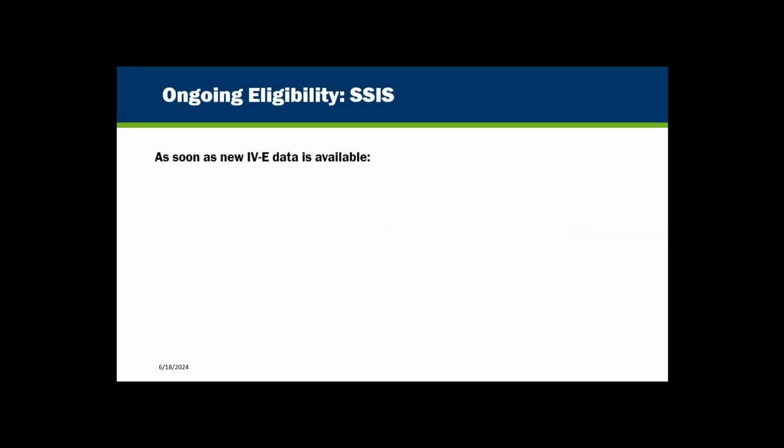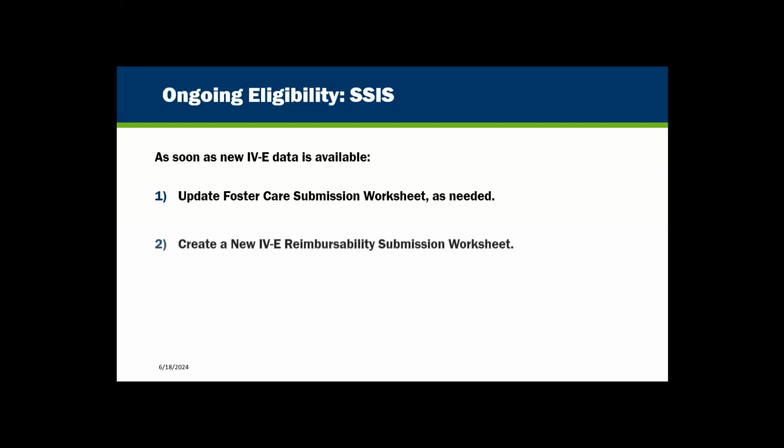So on an ongoing basis in SSIS, as soon as there's any new foster care data available for a child, you would want to enter those areas within SSIS and then update the foster care submission worksheet if needed. It's not very often that things change on the foster care submission worksheet because those are the data elements from the beginning of the foster care placement. You would create a new 4E reimbursability submission worksheet in order to report if CHIPS is adjudicated or if there's been a reasonable efforts to finalize permanency finding. Some of those ongoing things that happen after the initial foster care placement are recorded on the reimbursability submission worksheet.